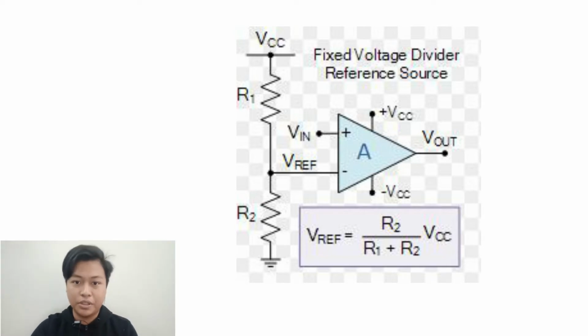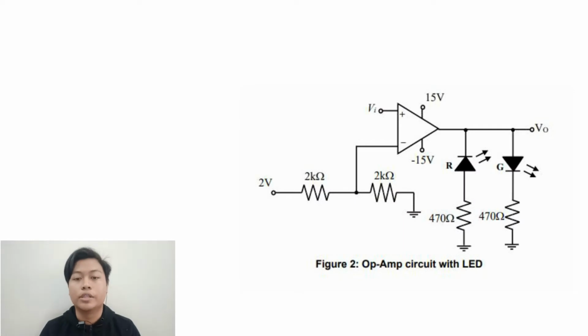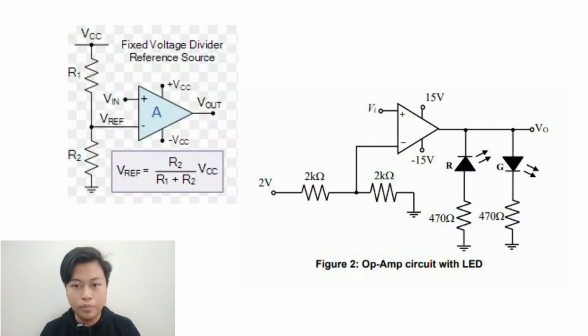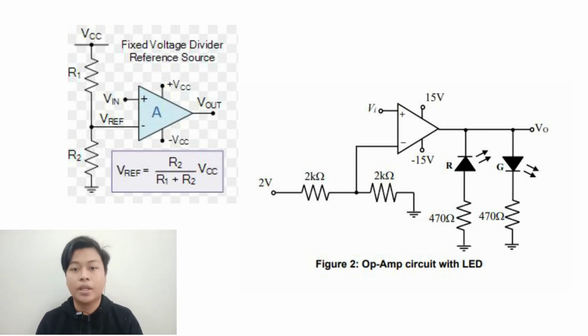But first, we must find the Vref in the circuit. The formula is Vref equals R2 over R1 plus R2 times VCC. R2 is 2 kilo ohm over 2 kilo ohm plus 2 kilo ohm, equal to 4 kilo ohm, times VCC. VCC, as you can see in the diagram, is 2 volts. So when we calculate, we get Vref equal to 1.